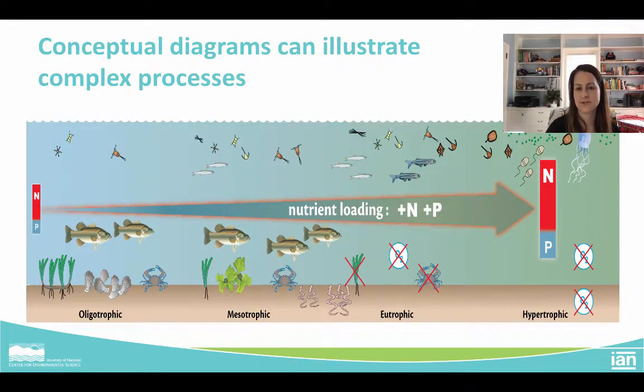Conceptual diagrams can illustrate complex processes. So this is a diagram showing eutrophication in a marine system. So going from oligotrophic, and then as nutrient loading increases, you're seeing the effects on this ecosystem as it goes towards hypertrophic. So the water color is changing, you're having decreased biodiversity, you're increasing the amount of phytoplankton and algal species. So yeah, it's just a really great way to show these complex scientific processes.